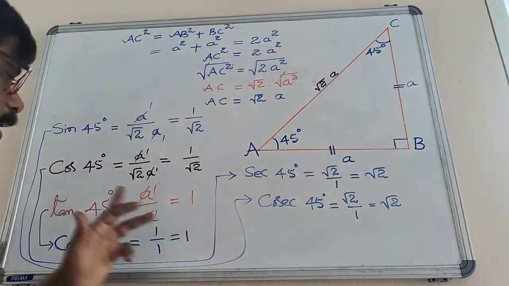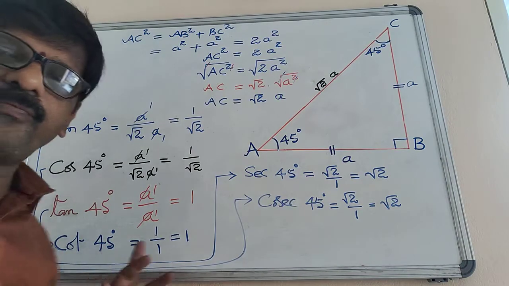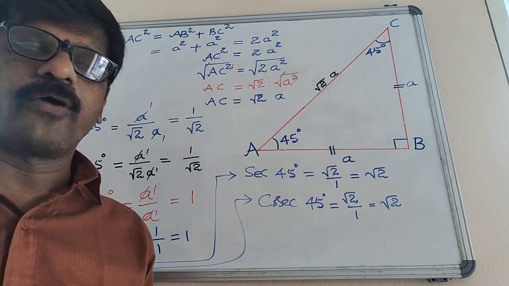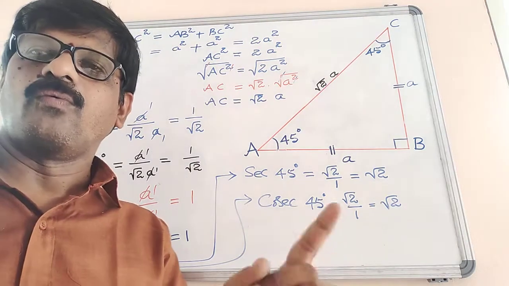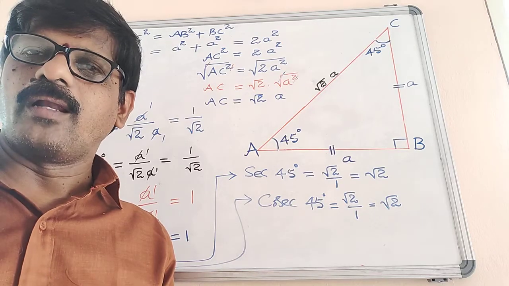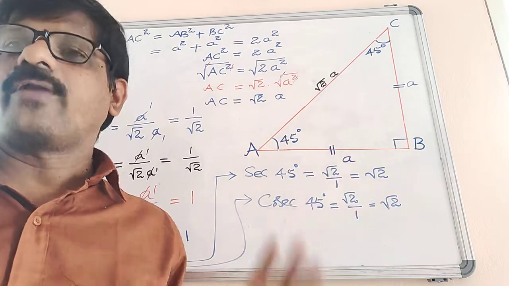The next one, tan 45 and cot 45 are the same. The value is 1. Clear? Tan and cot are equal at 45 degrees.